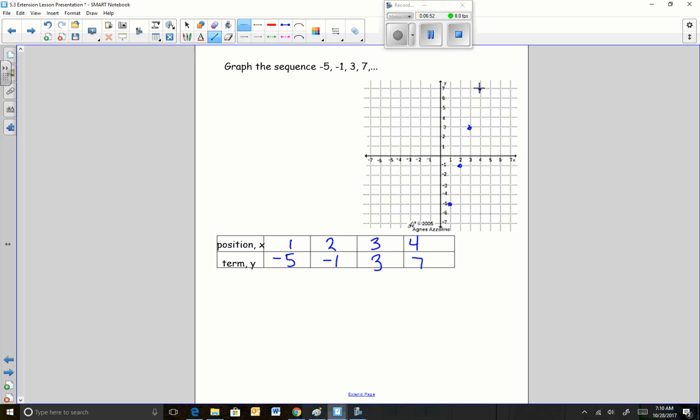And I'm going to grab a line, and I'm going to go ahead and use the line. We're going to start here, and go through here. And of course it goes on forever. So I have to draw arrows on the end to indicate that this is a line. It would go on and on. All right.